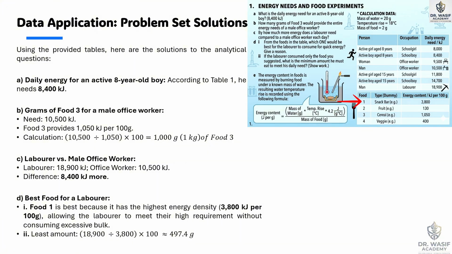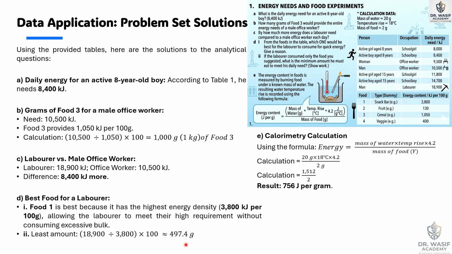And for question D, part 2, what is the least amount of food 1 he must eat? Then we use the same math style as before. Take the total requirement, divide by food 1's density, and scale it by 100 grams. Here is the calculation: 18,900 divided by 3,800 and then multiplied by 100. The answer is 497.4 gram. It means he needs just under half a kilo of food 1 to survive his workday.